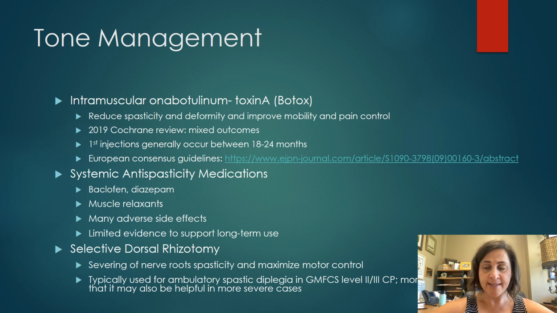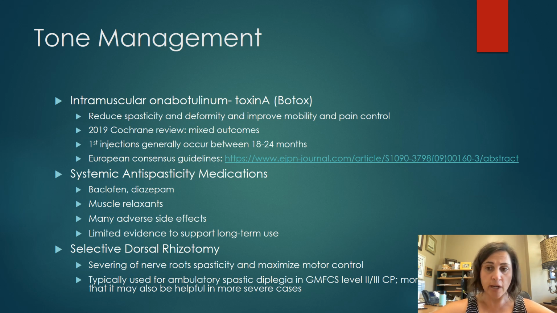Systemic antispasticity medications such as baclofen and diazepam are short-acting medications that help relax muscle groups, but they come with many adverse side effects like sedation, dizziness, confusion, nausea, lowered seizure threshold, and CNS depression. Although these medications may be necessary in severe cases of CP, so typically kids that are classified as GMFCS 4 or 5, there's limited evidence to support their long-term use given the adverse events.